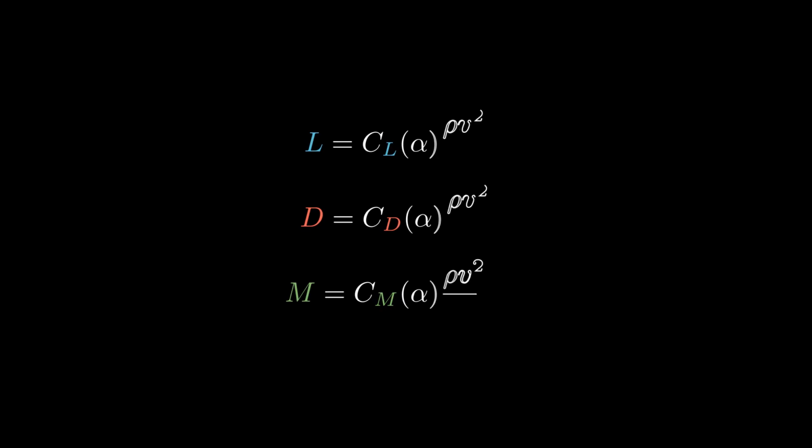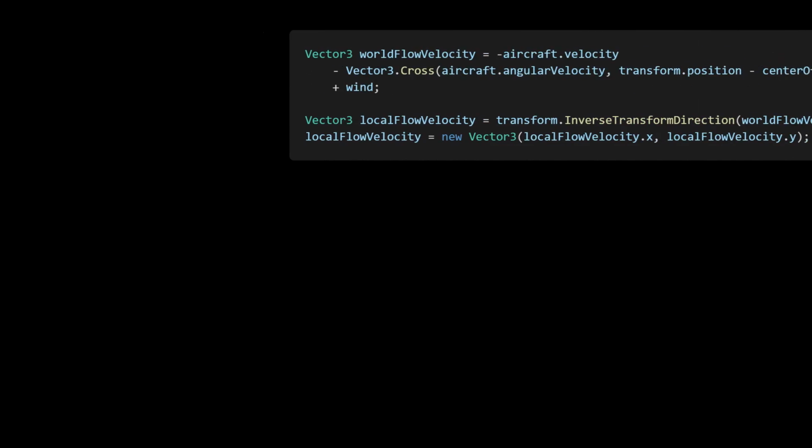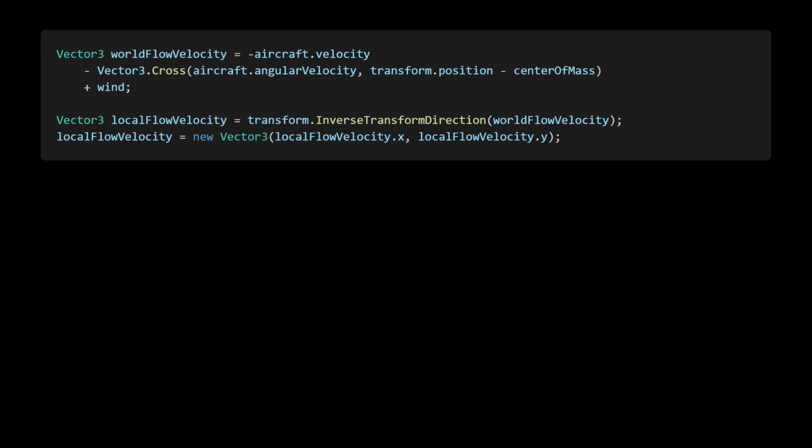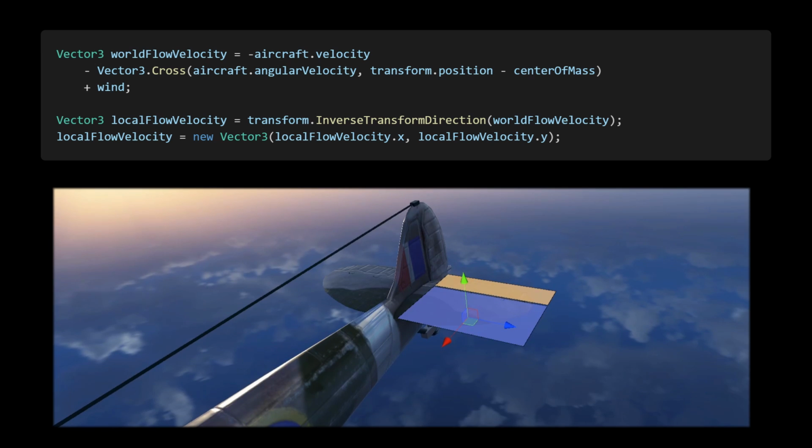With lift, drag and torque formulas and aerodynamic coefficients, we can calculate the forces acting on an element. Now let's pull them all together. We need to know the flow velocity around each element. It consists of aircraft center of mass velocity, velocity of the element due to rotation, and additional velocity due to wind, propeller wash or other things. Then we need to transform the result into the coordinates relative to the element.